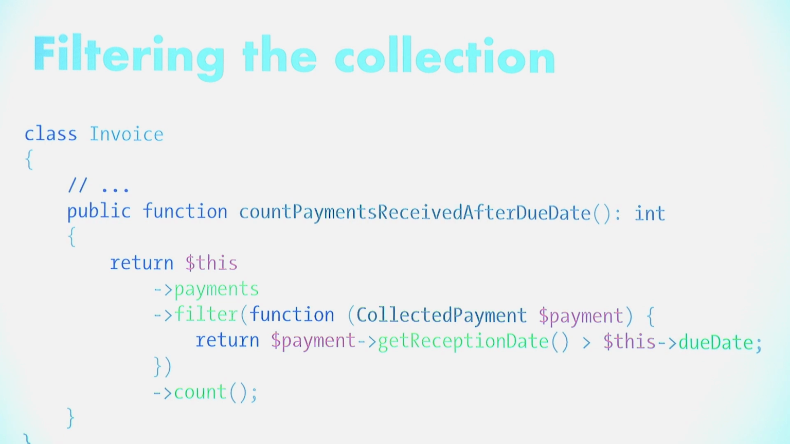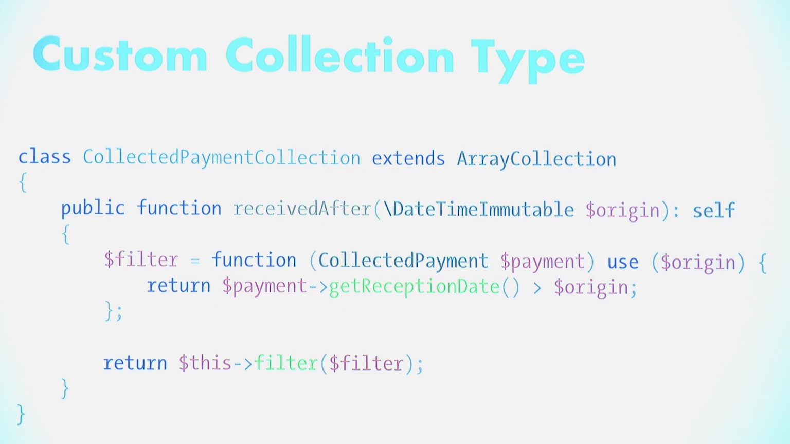So in this case, I'm using a generic collection, but you can also do something better, like creating a custom collection class if you want to expose this method. Like I want to extend the array collection and then expose a receivedAfter method where you can pass a date, and then you will simply encapsulate this business logic or this small logic into your custom collection.